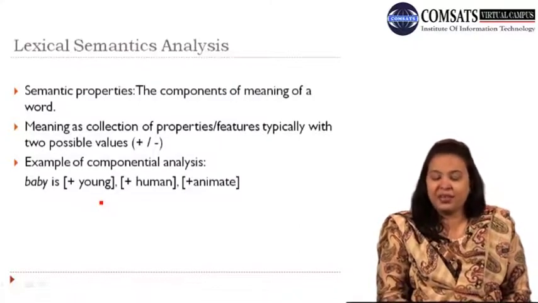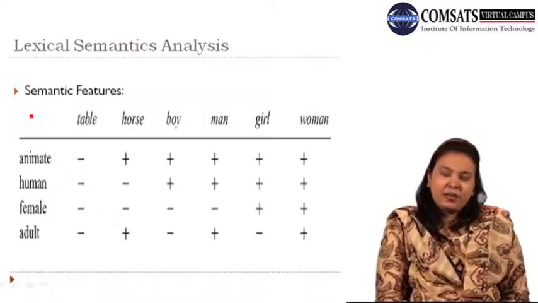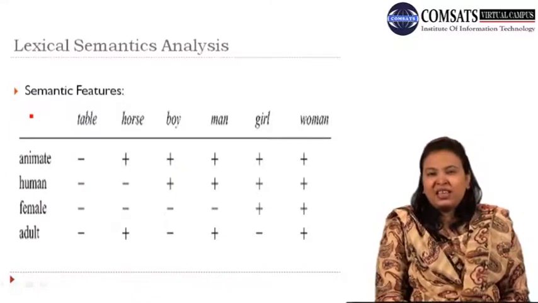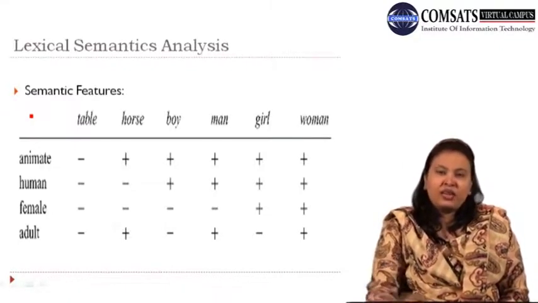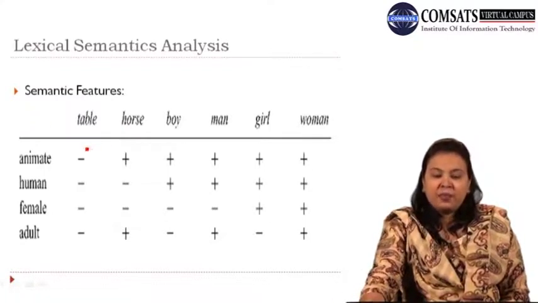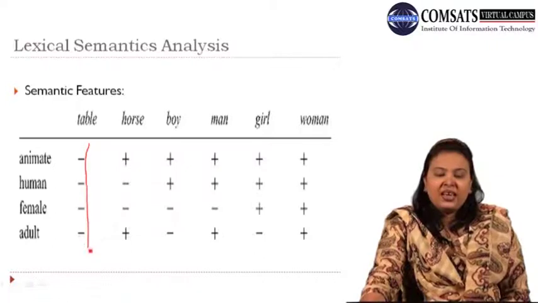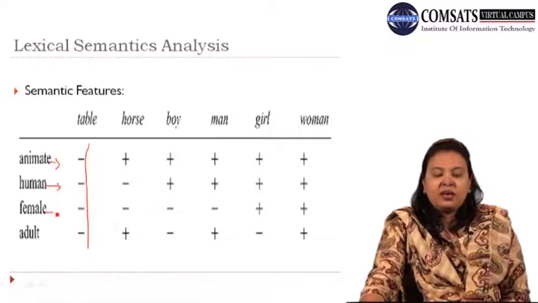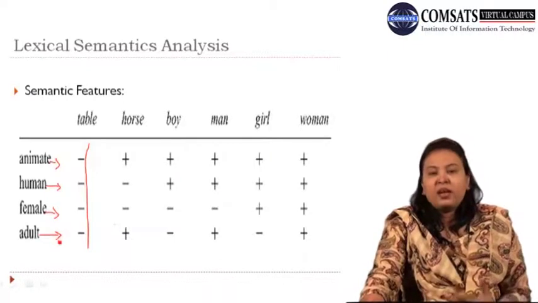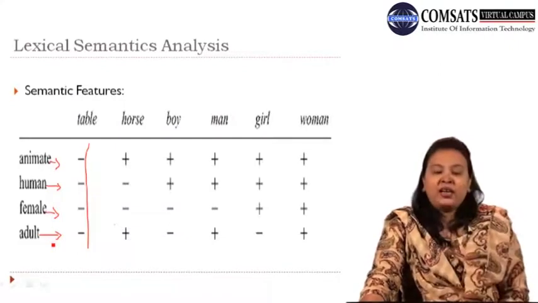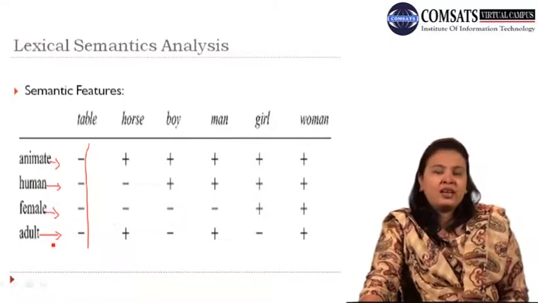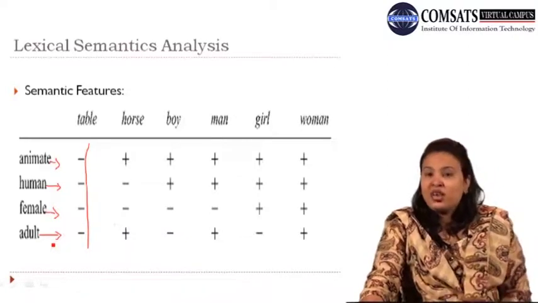Let's see more examples. Now look at this table. This table explains the semantic features of certain words. Look at the first word, that is table. Now I put over here certain semantic features like animate, human, female, adult. There are a lot of classes. Definitely there can be the category of animate, inanimate, female, male, young, old, so many categories, so many semantic features you can associate with a word.